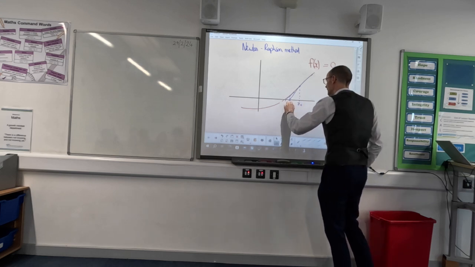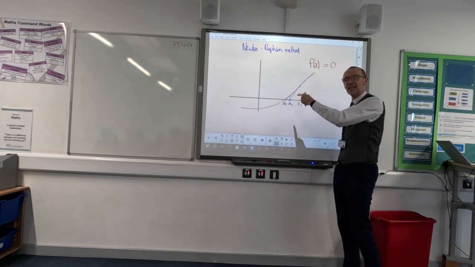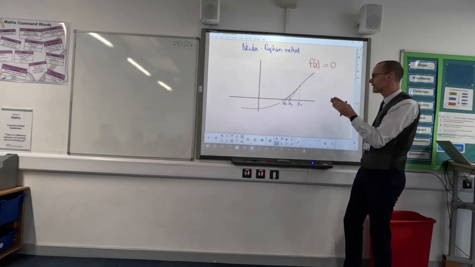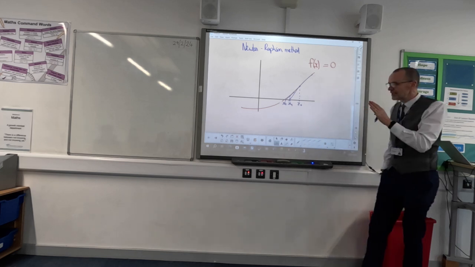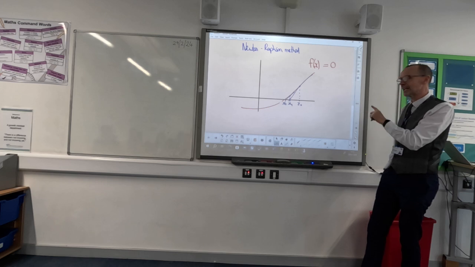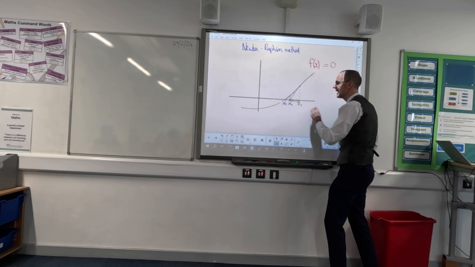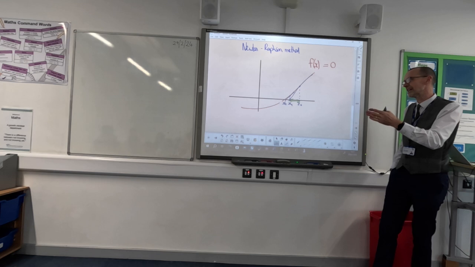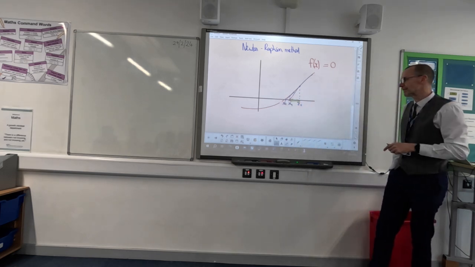So x0, x1, x2. Because if your value of x is actually at the root, then you are already on the x-axis. So if we're asking where does this graph intersect the x-axis, well, we're already there. So this does a really clever thing. It says, let's take an x value, and then let's work out this distance here, and subtract that from my first x value to get my second x value, and then let's work out this distance here, etc., etc., etc.